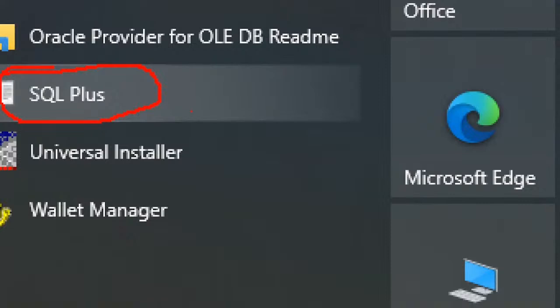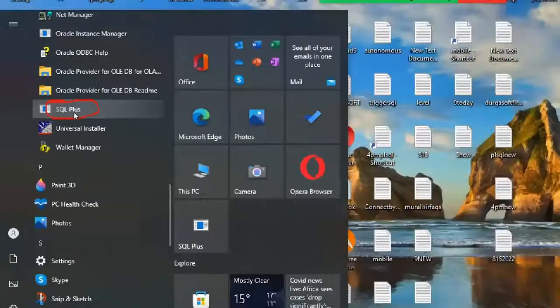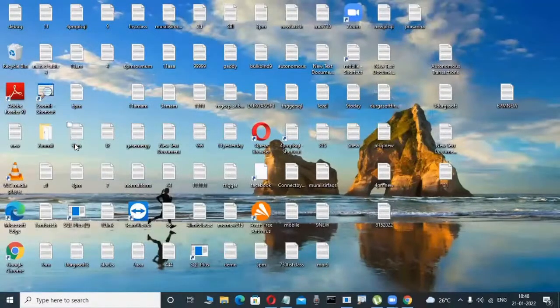SQL Plus is a tool. This is a default tool. Again, SQL Developer is a tool, a GUI tool. That tool you can also install, not a problem. Again, SQL Navigator is a tool, Toad is a tool. Those are all explicit GUI tools. But SQL Plus you are not required to load. Once we load Oracle software, the SQL Plus tool is automatically available.